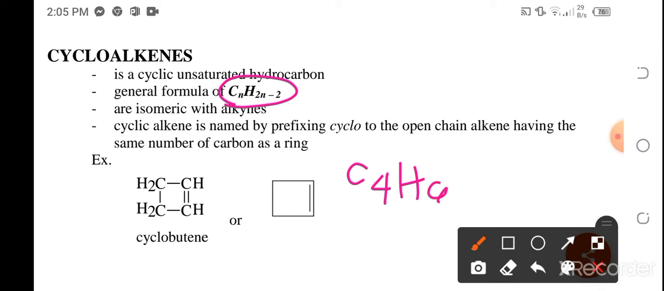Saan yung anim na hydrogen? So these have CH2, CH2, CH, and CH. We only have CH here because we have to follow pa rin the 4-bond requirement for carbon atom.